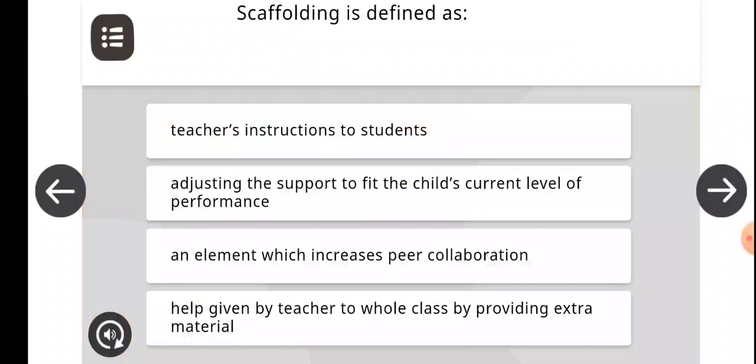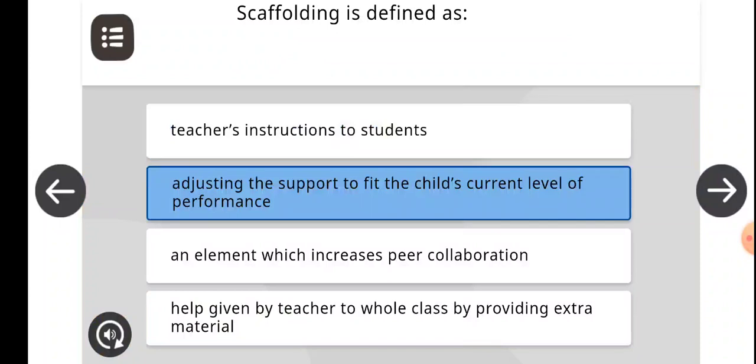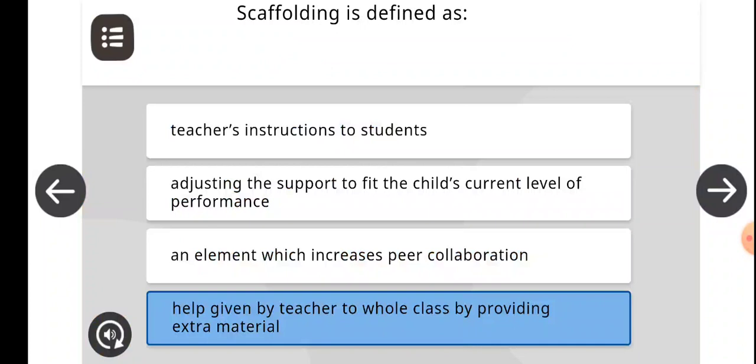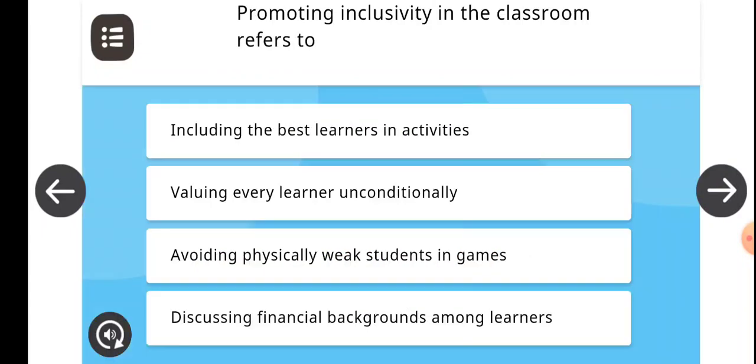Scaffolding is defined as, what is the definition of scaffolding? Is it the teacher's instruction to the students? No. Is it adjusting the support to fit the child's current level of performance? Yes. An element which increases peer collaboration? No. Help given by teachers to the whole class by providing extra material? No. So the definition is adjusting the support to fit the child's current level of performance. Option B is the right answer.